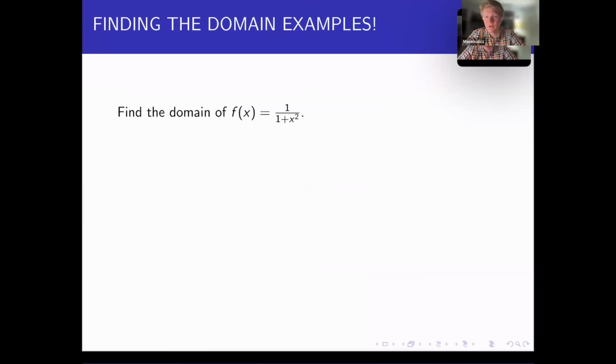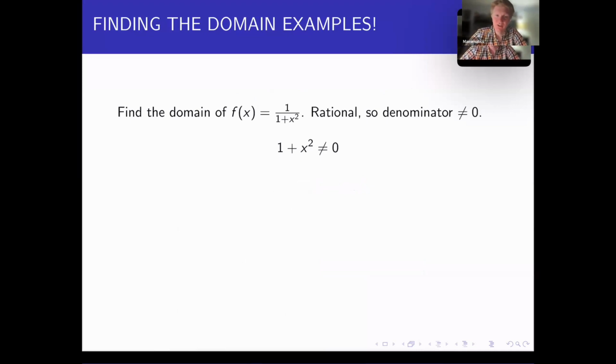Find the domain of 1 over 1 plus x squared. Oh, it's a fraction. Denominator cannot equal 0. 1 plus x squared can't equal 0. Let's subtract 1 on both sides. And you might think that you take the square root of both sides, square root of -1. Oh, that's not a real number.